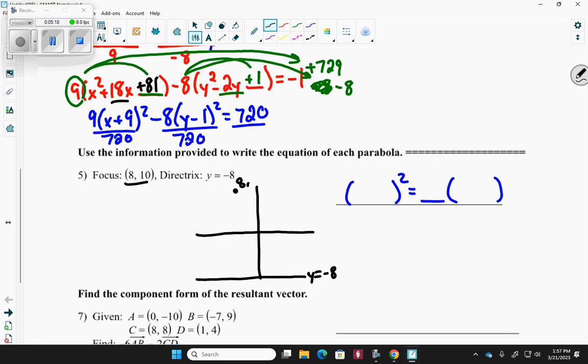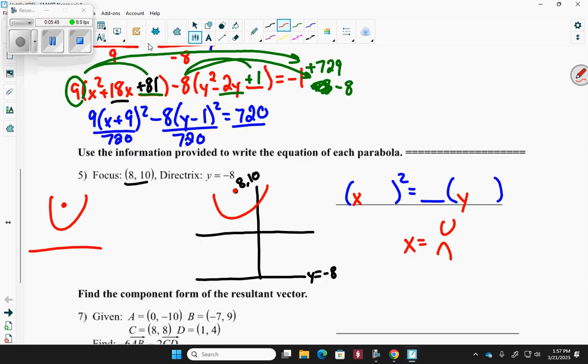So 8, 10. I'm not going to put this in parentheses just because sometimes parentheses make it a little harder to read. First thing I notice is that my focus is here, and the parabola is going to look like this curve. Because I know that if anything starts with x, it's going to open up or down. I know it's going to be x here and y here, because with the focus being here, it's got to open like this. But the question is, where is that spot?